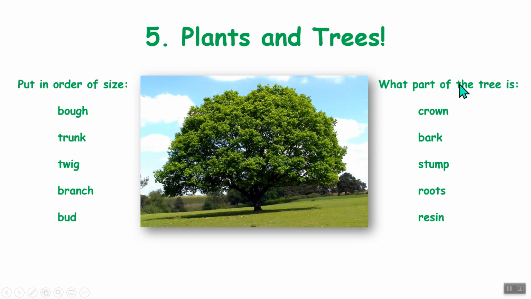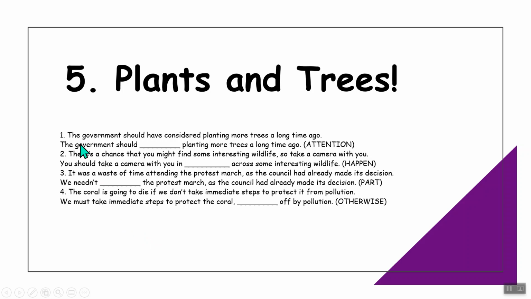Okay, so part of the tree, the crown, is this, the outer part. The bark is the skin, the hard skin of the tree. The stump is when you chop the tree and then you're left with this shape, the stump. Roots underground, and the resin is the sweet smelling substance when the tree is damaged. Okay, so let's go to the next slide and think about grammar.